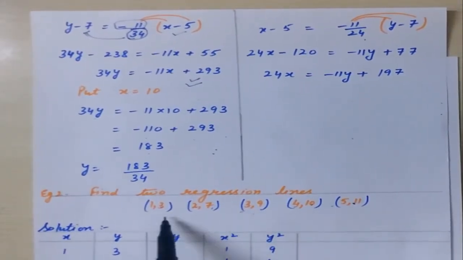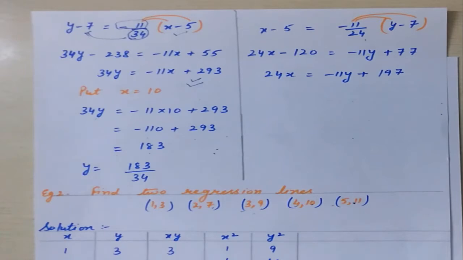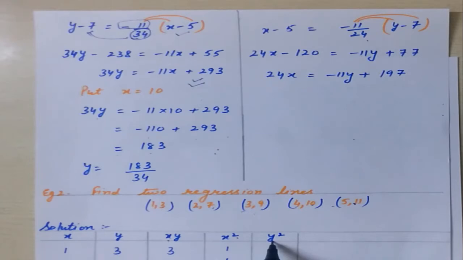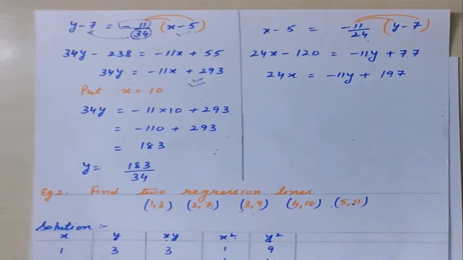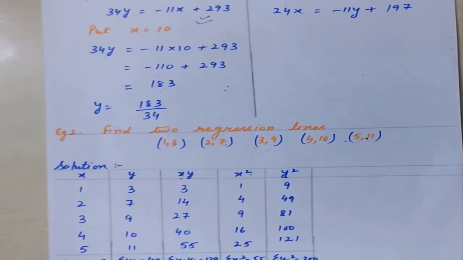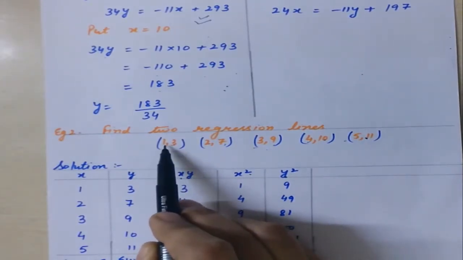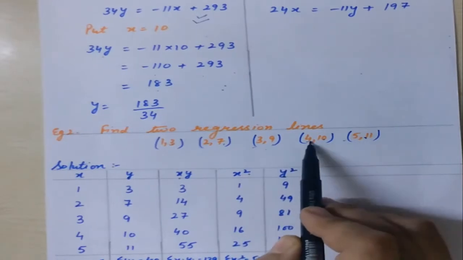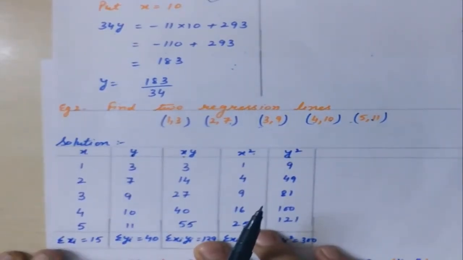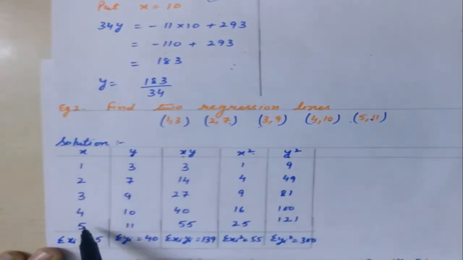Now whenever we are having the data in this form, we will make a table there. Whatever values we need according to the regression coefficient formula, that is x, y, xy, x square and y square, according to that we will make the 5 columns there. Now, in the first column we will put the values of x: 1, 2, 3, 4, 5.